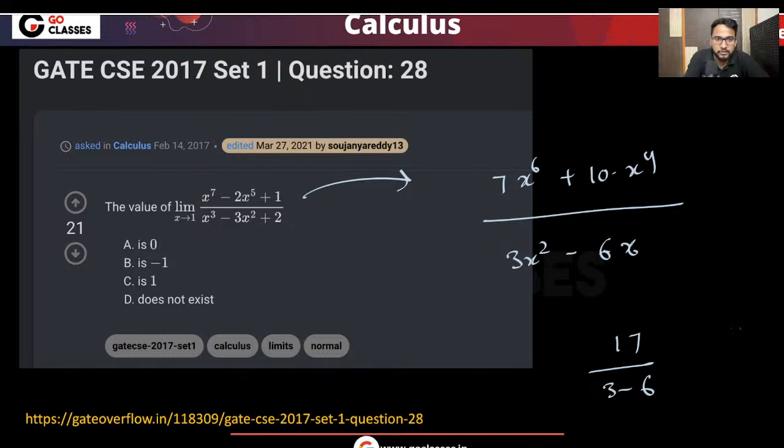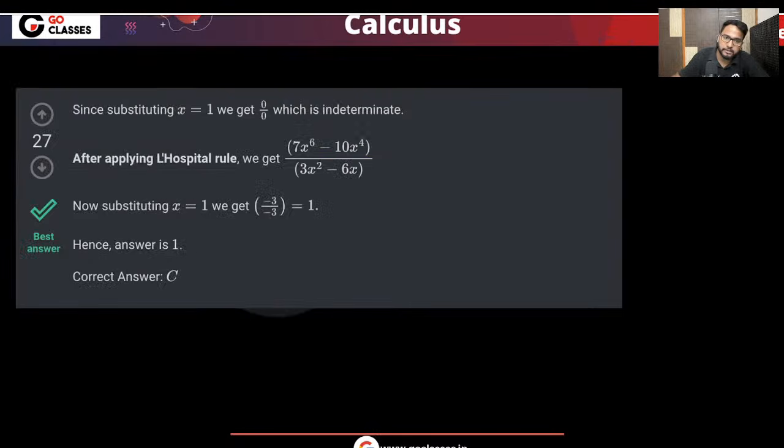Oh, there is some mistake. 7x power 6. Sorry, this is minus. So since this is minus, this is 7 minus 10. 7 minus 10 is minus 3. And this is also minus 3. So the final answer is 1, right? So that's why C is the correct answer here.